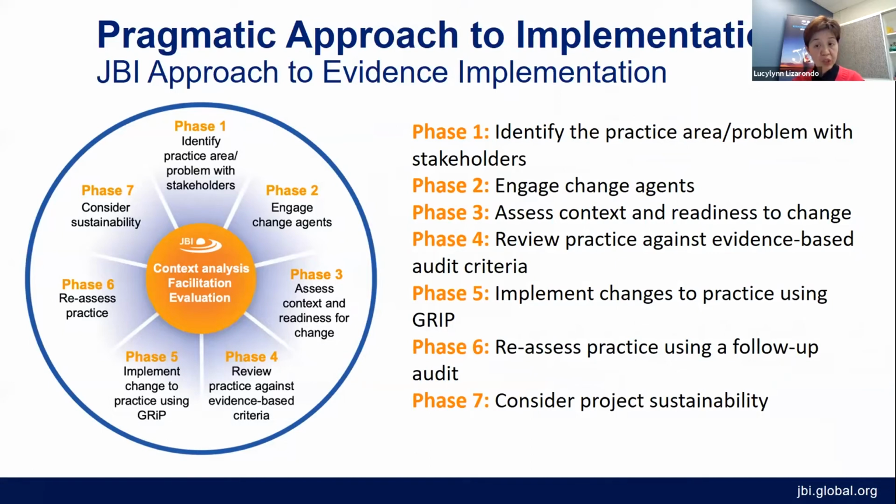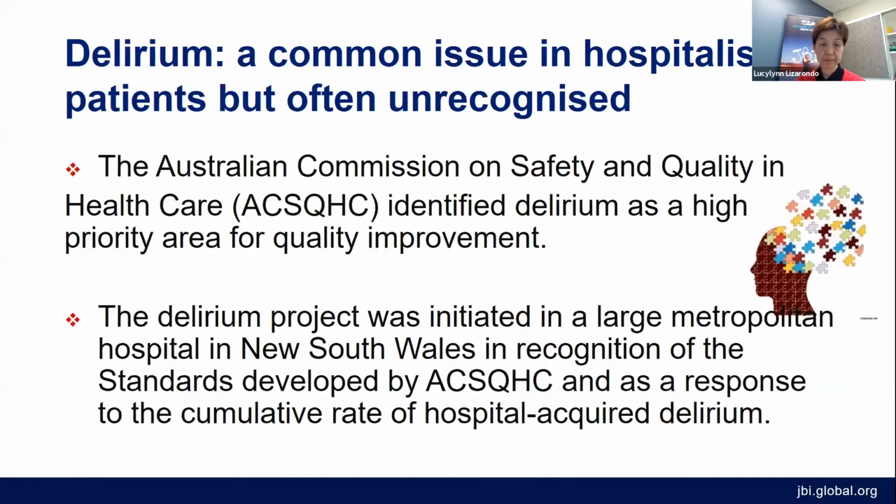The JBI approach is also firmly grounded in the audit, feedback and re-audit process and on a structured approach to the identification and management of the barriers to change. As you can see from the slide, there are 7 phases to the JBI Evidence Implementation Framework, and I will go through each of these phases as I talk about the Delirium project.